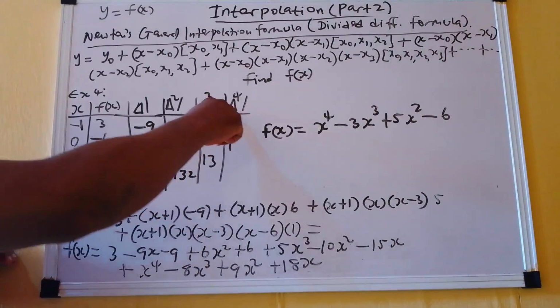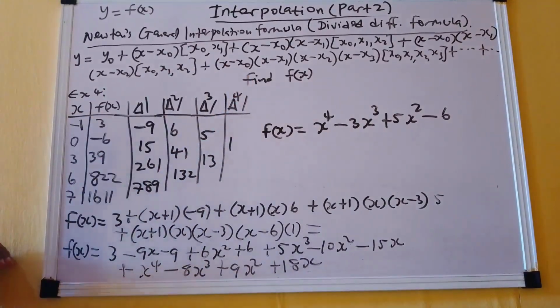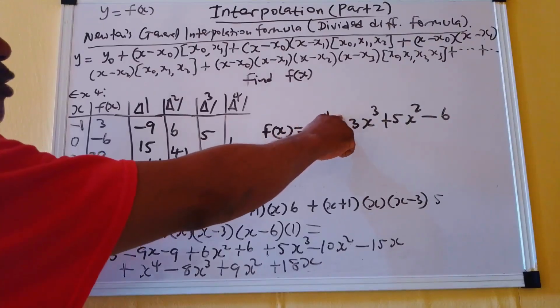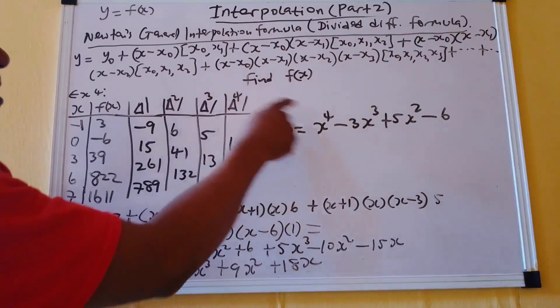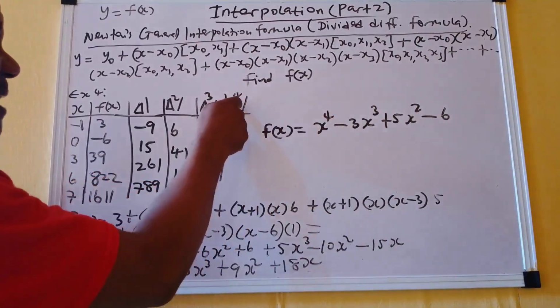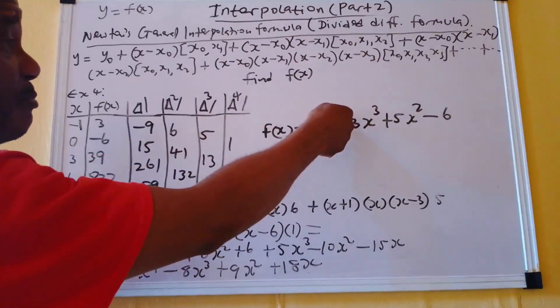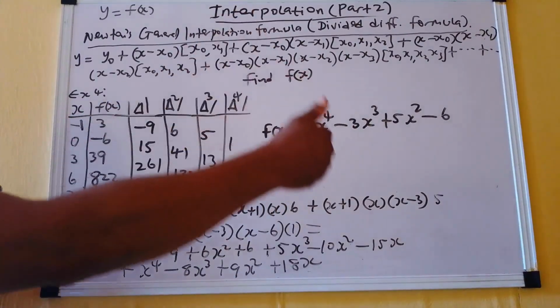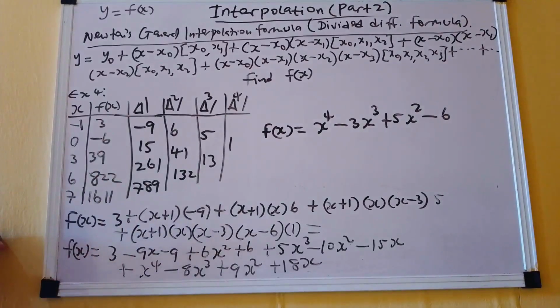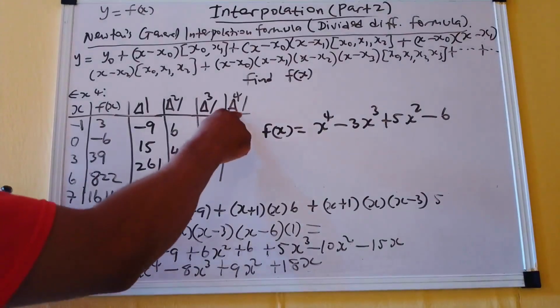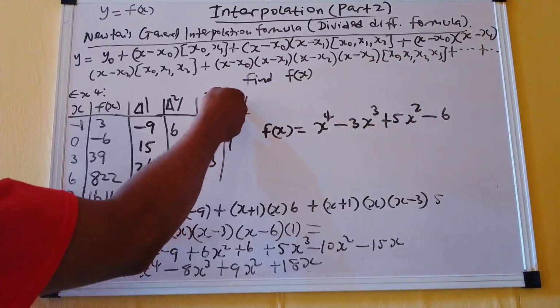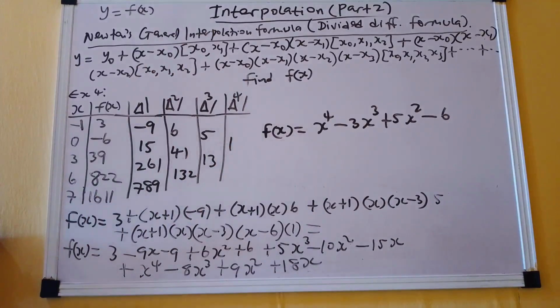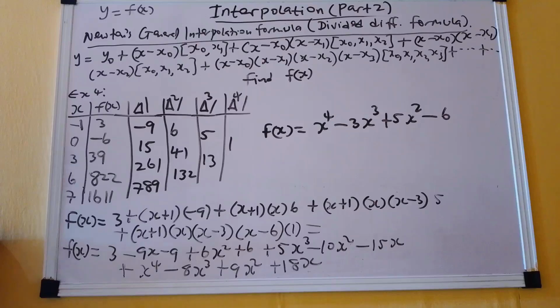You can see the divided difference table stops at the fourth forward divided difference. That is why the polynomial is of degree 4. If it stops at 3, for instance, the polynomial will be of degree 3. But here it stops at 4. So if it stops at 5, it will be a polynomial of degree 5. So this is one way you use to know whether it's going to be a quartic polynomial, a quintic polynomial, a cubic polynomial, or even a quadratic polynomial. But now it stops at the fourth divided difference. Hence, we are getting a quartic polynomial, a polynomial of degree 4.